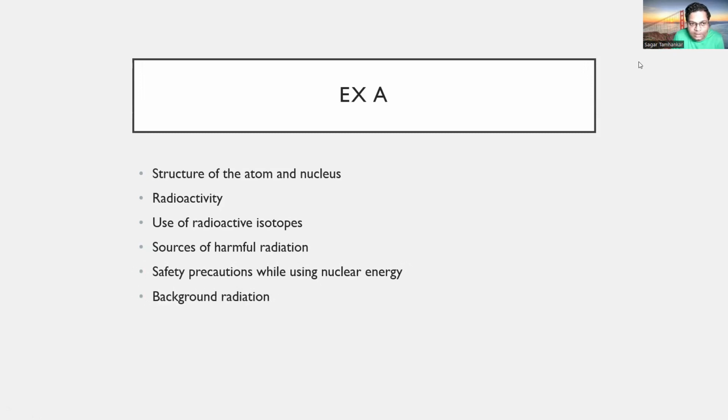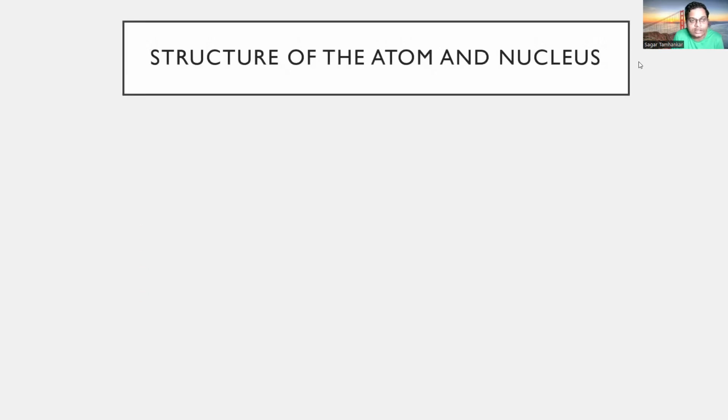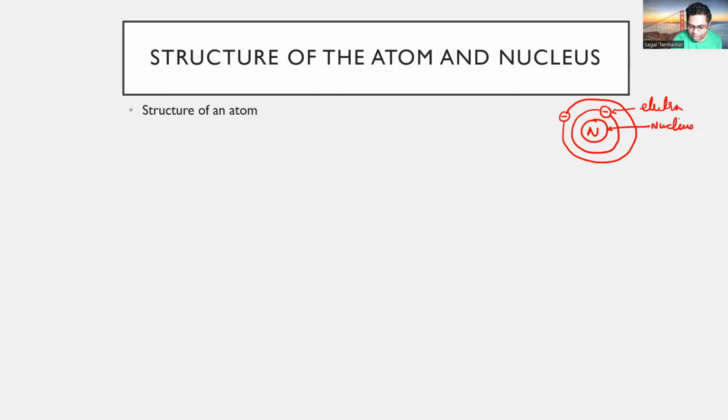Now moving to the first part, that is structure of atom and nucleus. So in this, when you talk about an atom, you have studied in your lower classes that an atom is composed of a nucleus and there are electrons which are going around the nucleus. So this is how an atom looks like. Okay. So these are electrons and this is the nucleus. Now, when we study the nucleus, inside the nucleus there are protons, okay, and there are neutrons.